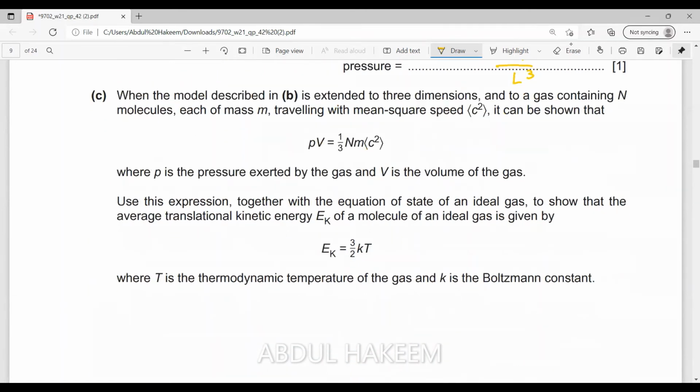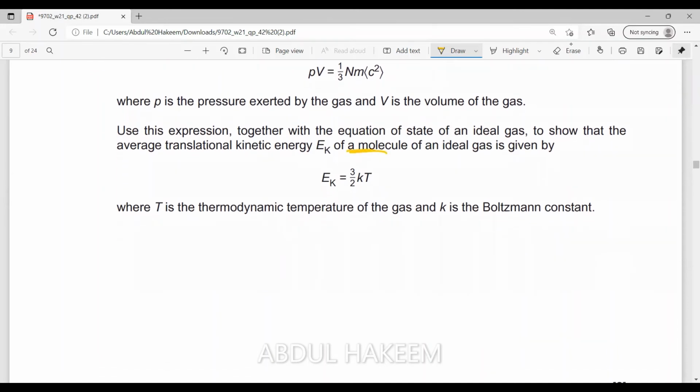When the model is extended to 3 dimensions and to a gas containing N molecules, each of mass m, traveling with a mean square speed, it can be shown that PV is equal to 1 by 3 N m times the mean square speed, where P is the pressure exerted by the gas and V the volume of the gas. Use this expression together with the equation of state of the ideal gas to show that the average translational kinetic energy of a single molecule in an ideal gas is given by this.